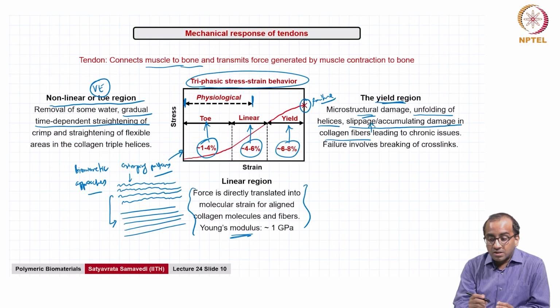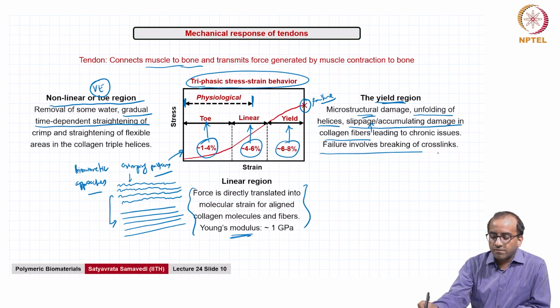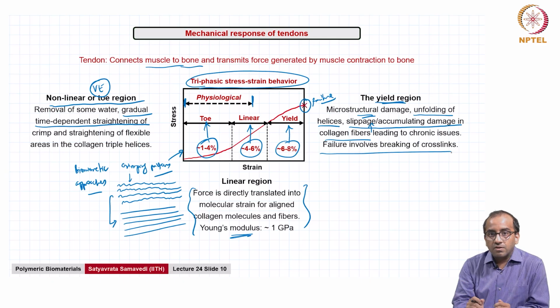And again, notice that we are using words like yield, slippage, which are all words we have used in lecture number 22, where we looked at the yield region in tensile testing. So these are not new concepts, we are just contextualizing this for biological tissues. Of course, when you finally go to the failure region, that will involve the breaking of crosslinks and complete rupture.